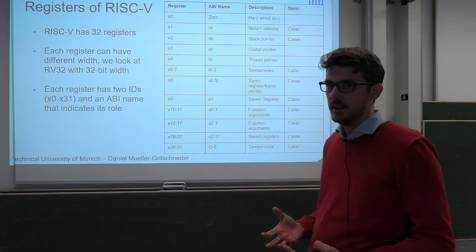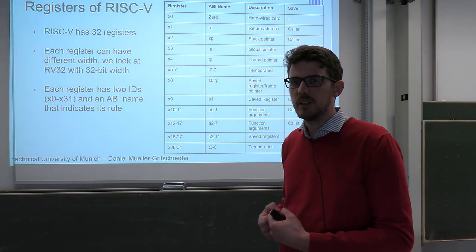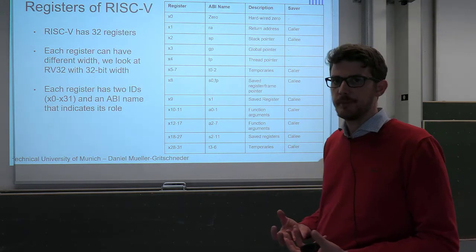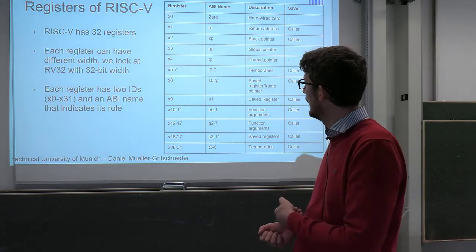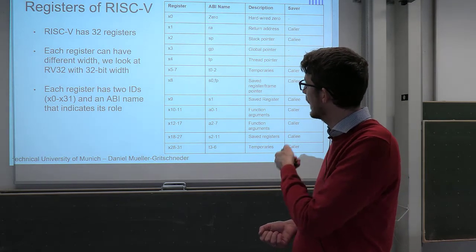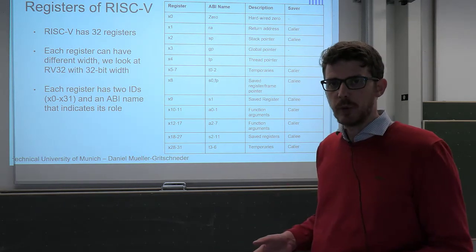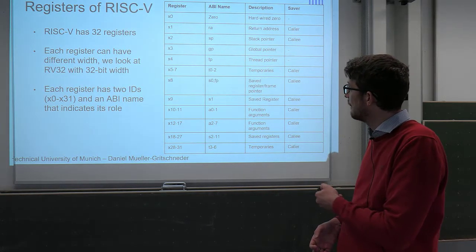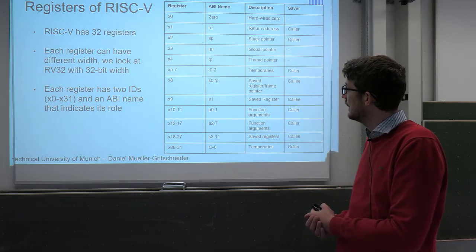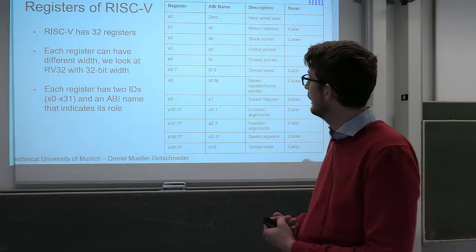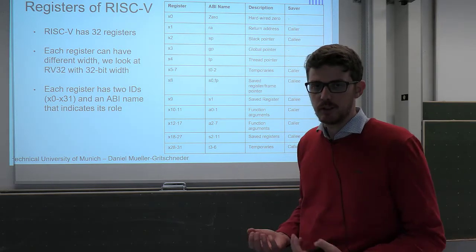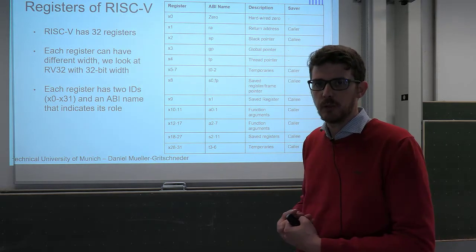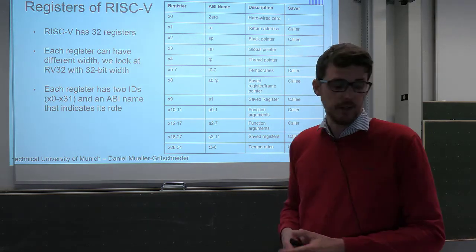But then, if you have certain programs, some registers have different roles. And in order to indicate the role of the register, you have these so-called ABI names. For example, the register X0 is hardwired to 0, so it will always have the value 0 in it, and therefore the ABI name is zero. The register X1, for example, is the RA register, and it has this name because it holds the return address. So if you're calling a function and this function wants to return to where it was called from, it finds this address in RA.